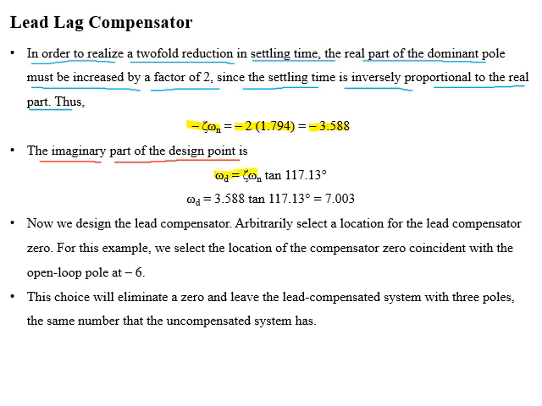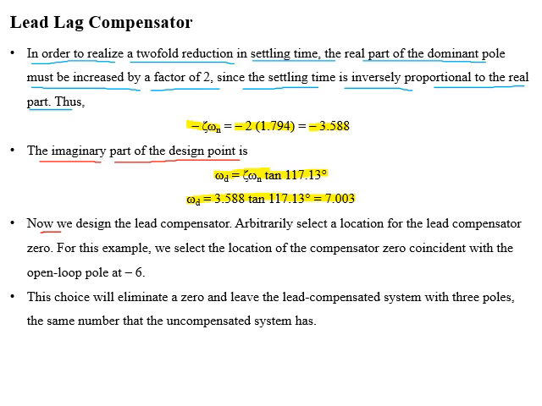Now we know that the compensated system will also have overshoot of 20%, so the new design point will also lie on the line of constant damping ratio. Now, making a triangle and using trigonometry, we will find the imaginary part of new design point, which is equal to 3.588 multiplied by tangent of 117.13 degrees, and this will be equal to 7.003.